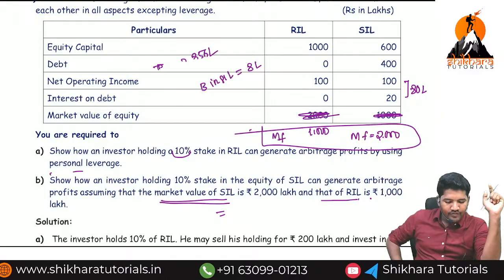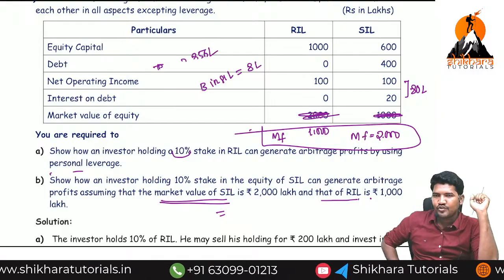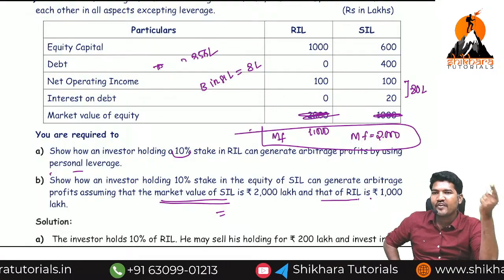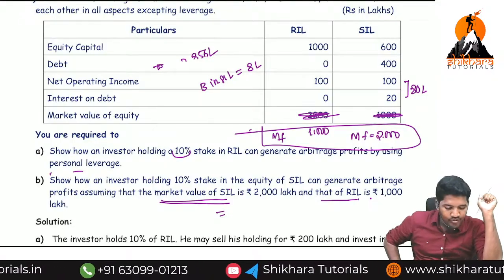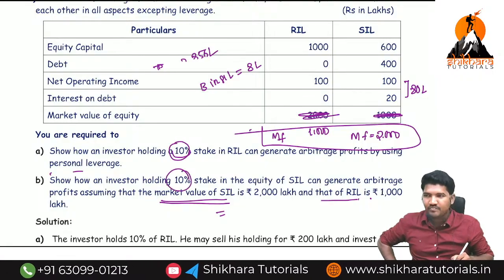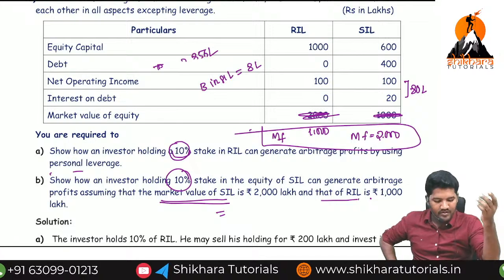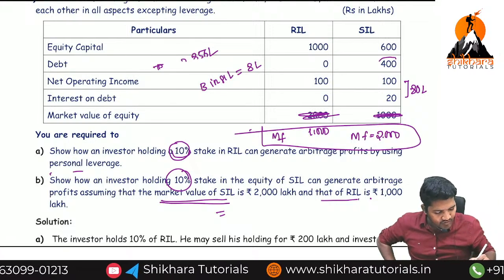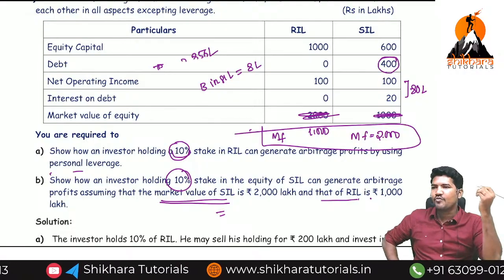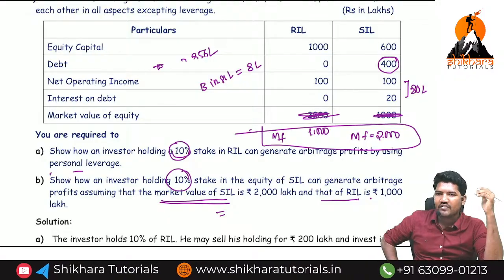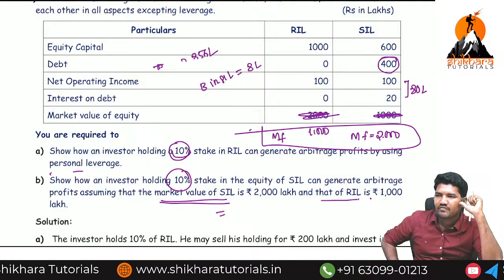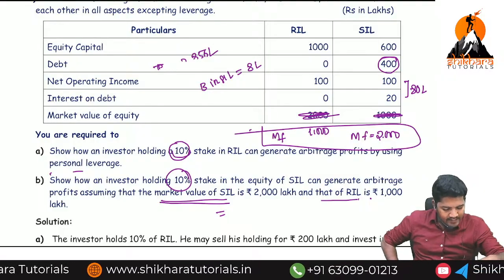Now, if you are shifting from SIL to RIL, there is an assumption: you can take a loan from the outside. How much risk did you bear in the previous company? If you have 10% ownership, you bear 10% of the risk. Now what is the debt value? 400. Out of 400, you bear 10% of the risk. That much amount you can procure from the outside. Are you clear? Okay, done. Next.